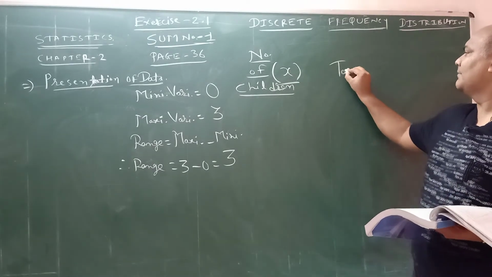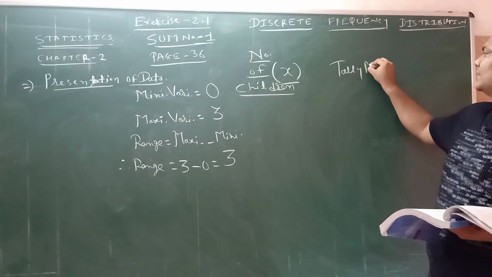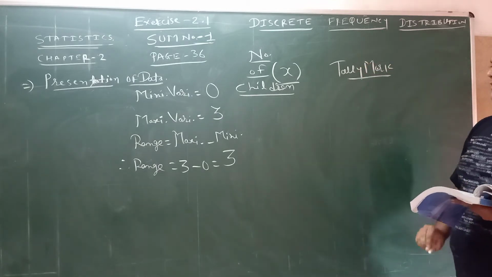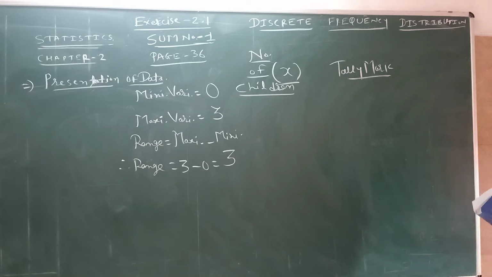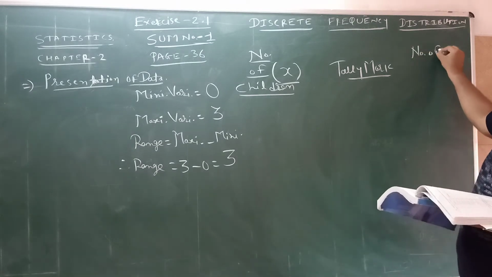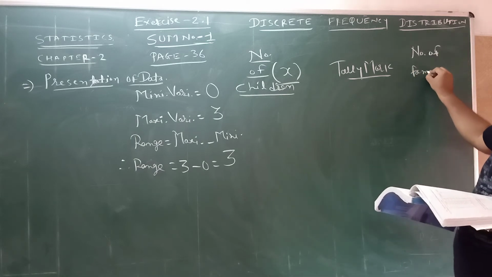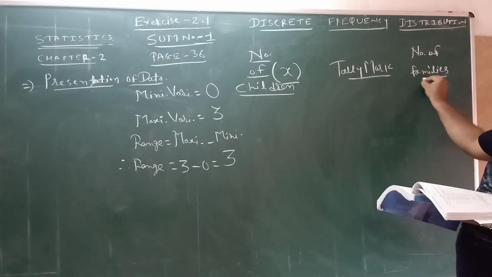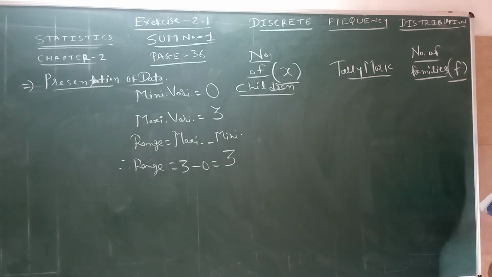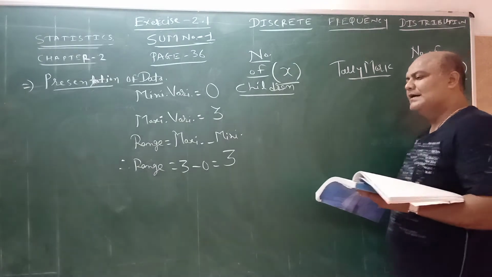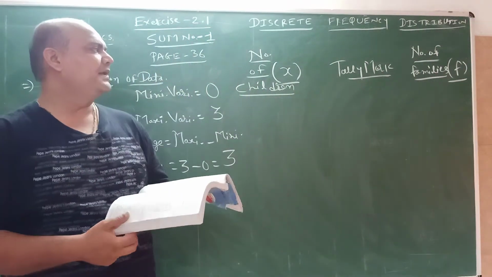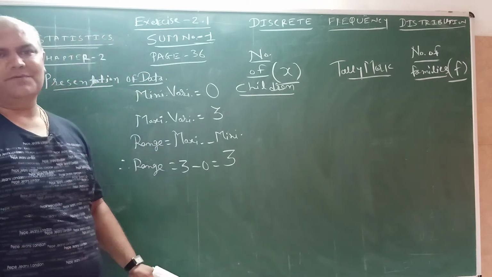Our second column is tally mark. We have to do the tally mark. And number of families, that is our frequency, F. Number of children is our variable. Second is tally mark, and number of families is our frequency.